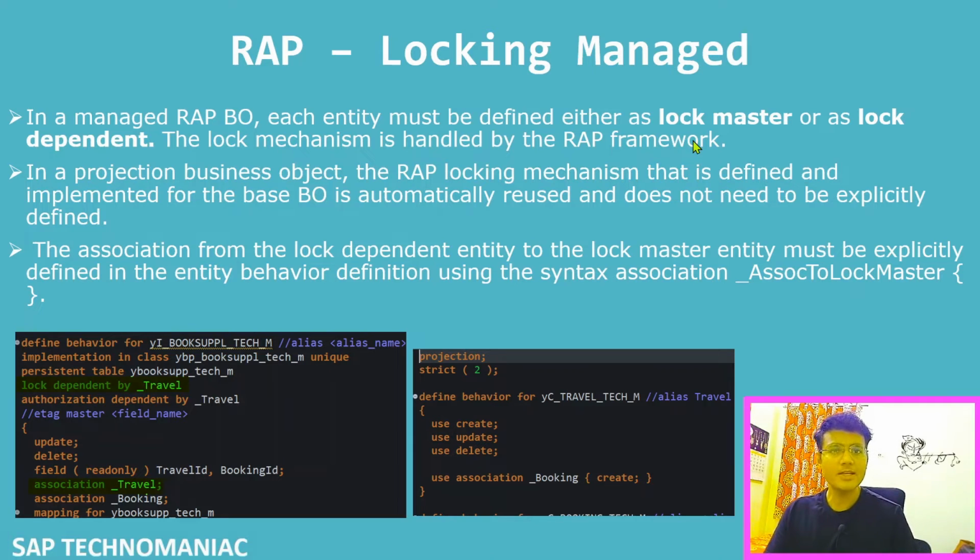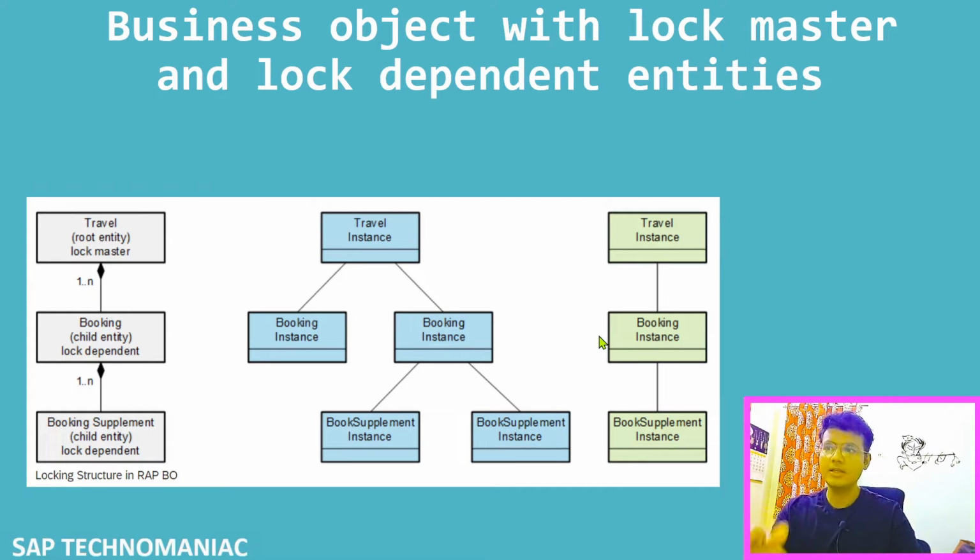Then what is lock master and lock dependent by? Lock master means whenever you put the lock on that particular entity, not only that particular business entity will be locked, that particular dependent all other entities also will be locked. In that way, the entire business object, that particular instance will be locked, so nobody else is able to edit any part of that particular business object.